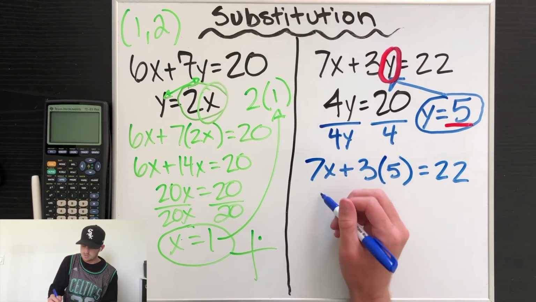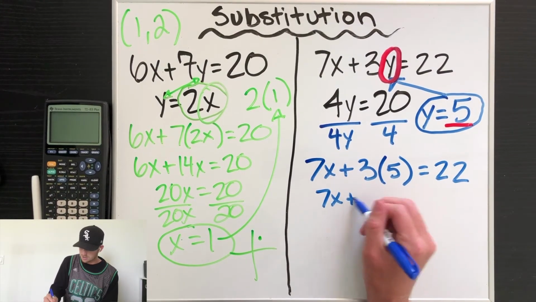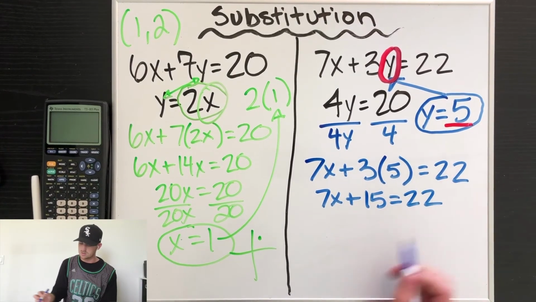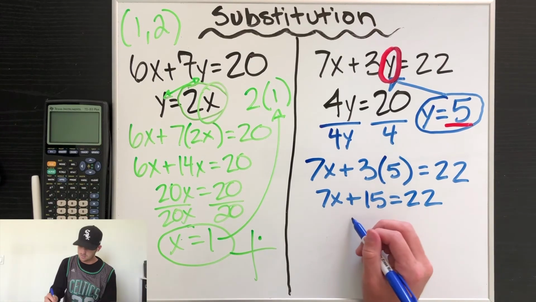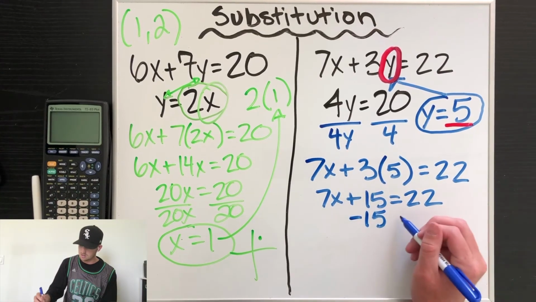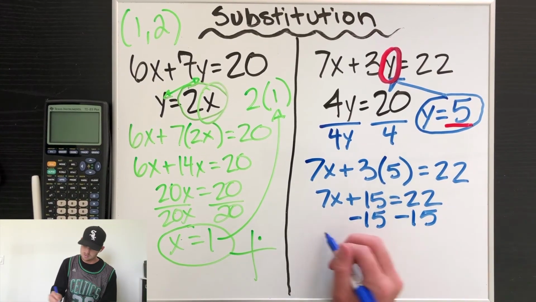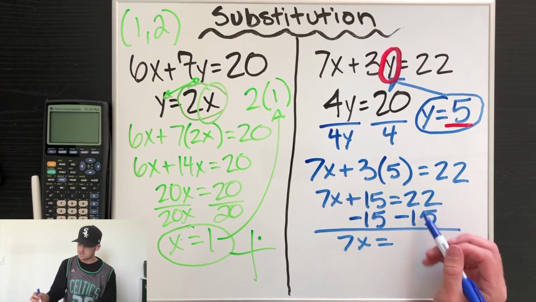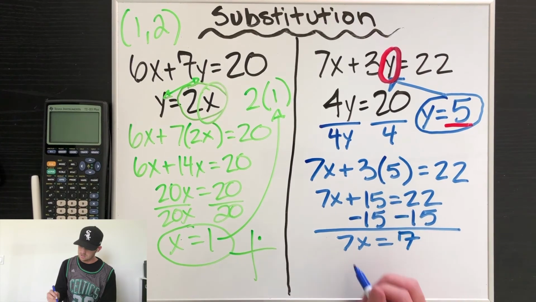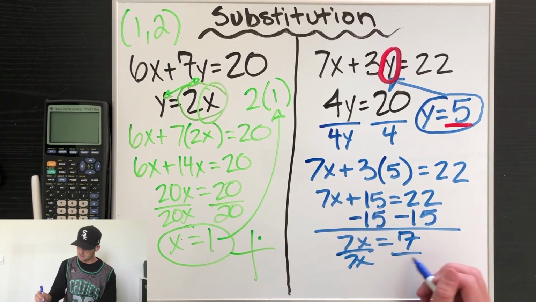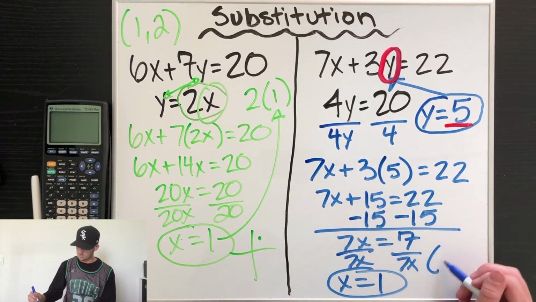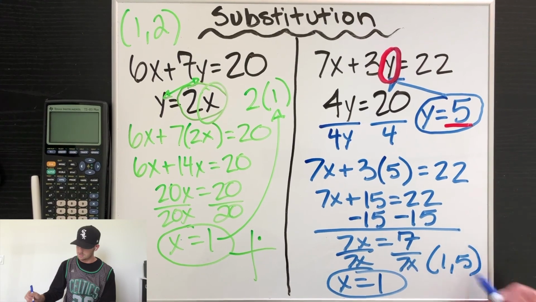Okay, we'll solve it. 7x plus 15 equals 22. Get x by itself, minus 15. Draw it out again, 7x equals 7, divide by 7, x equals 1. So now we got 1, 5 for a new point.